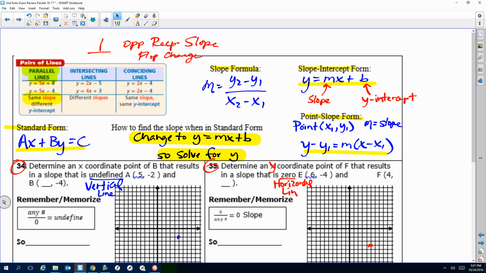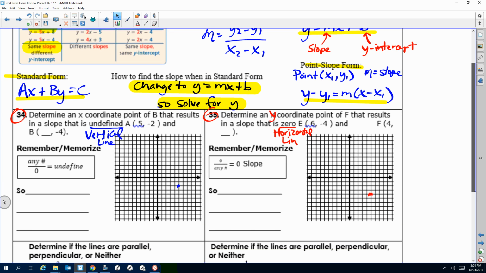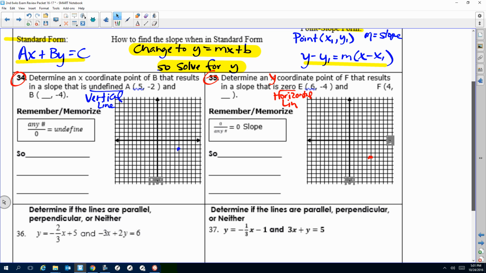But you do need to memorize a couple facts. 34 and 35, excuse me, are test light. And you might want to get in a habit. I'm going to ask you and give you credit for doing things like this tomorrow. Highlighting the key information or underlining the key information, circling the questions. It is: determine an x-coordinate of point B that results in a slope that's undefined. So we need slope, undefined.